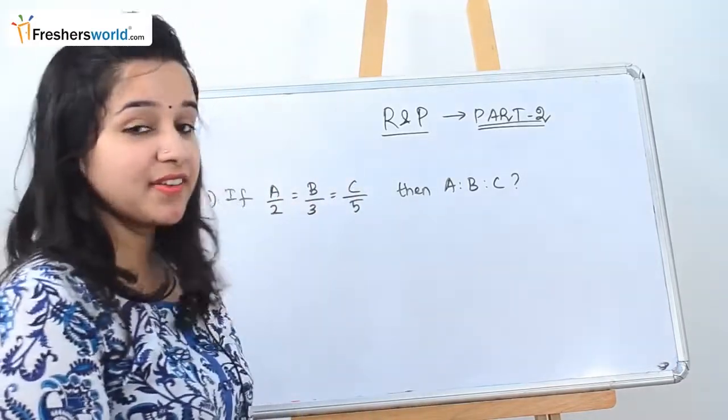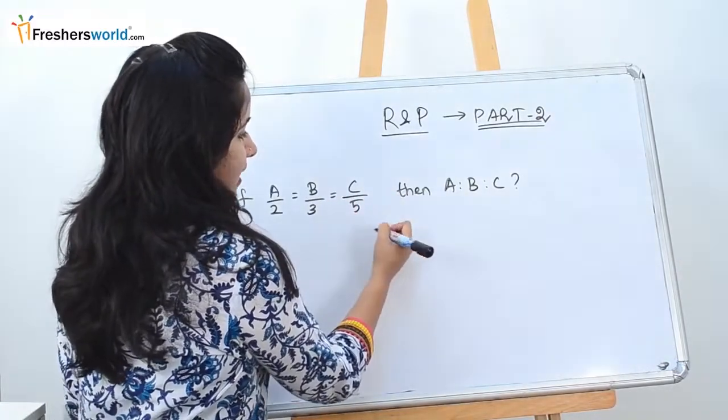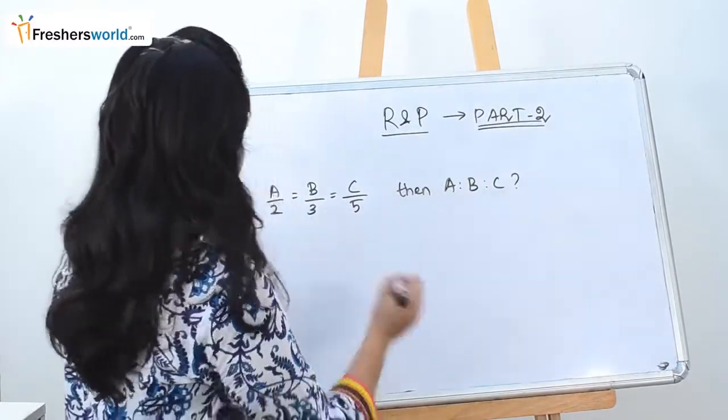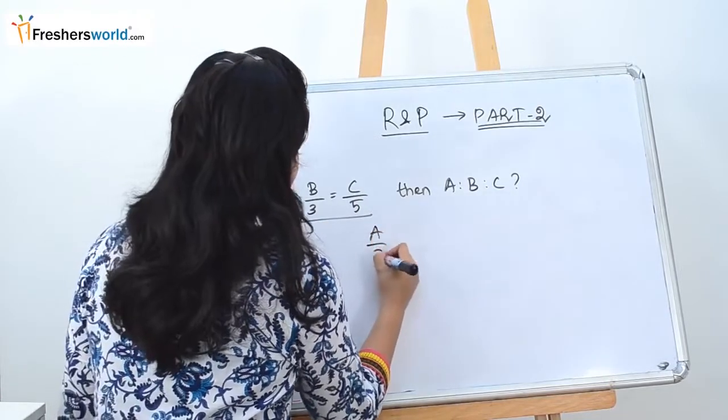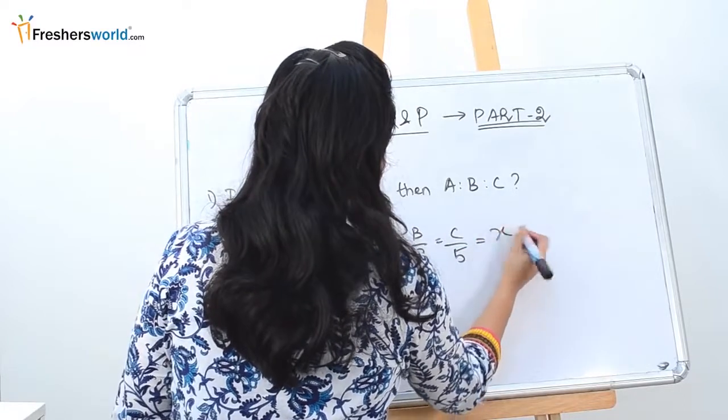So the question that they have given is, if A by 2 equal to B by 3 equal to C by 5, then find A is to B is to C. So first, what we have to do is equate A by 2 equal to B by 3 equal to C by 5 to a variable called x.